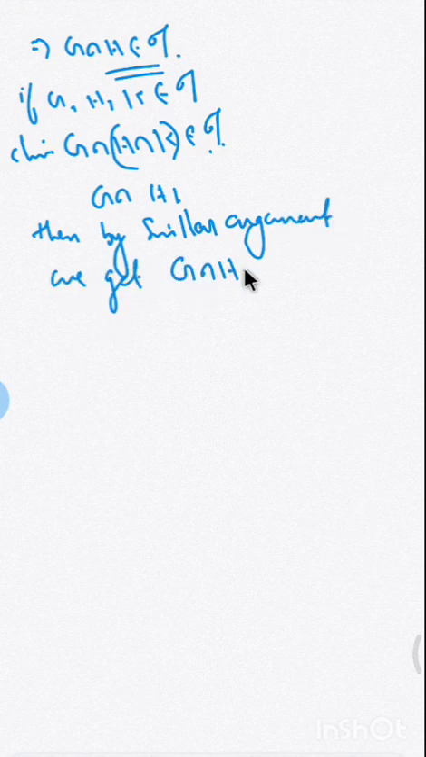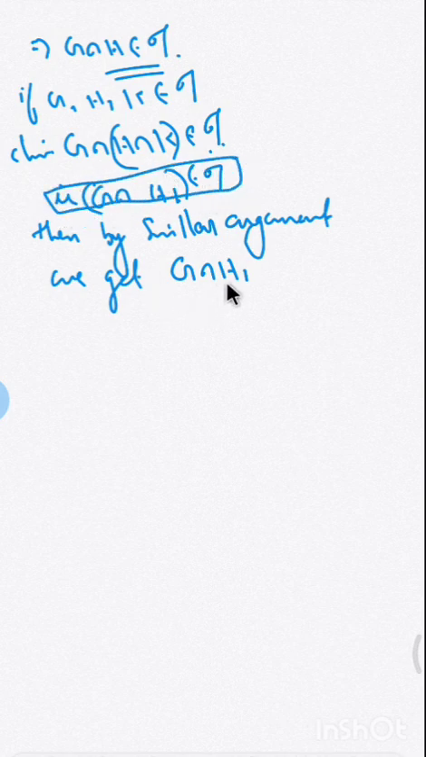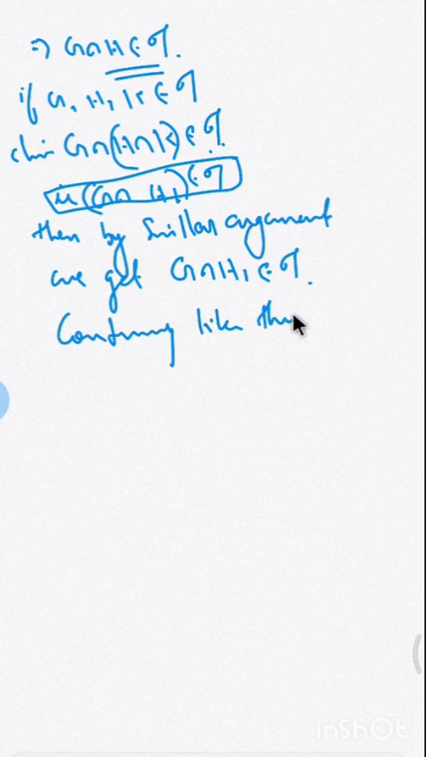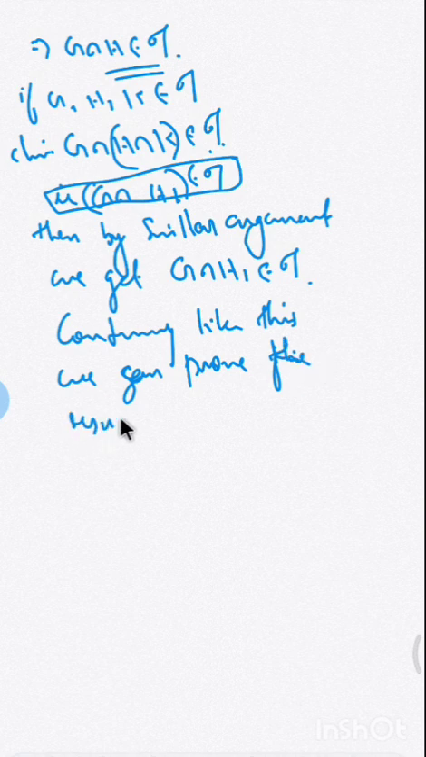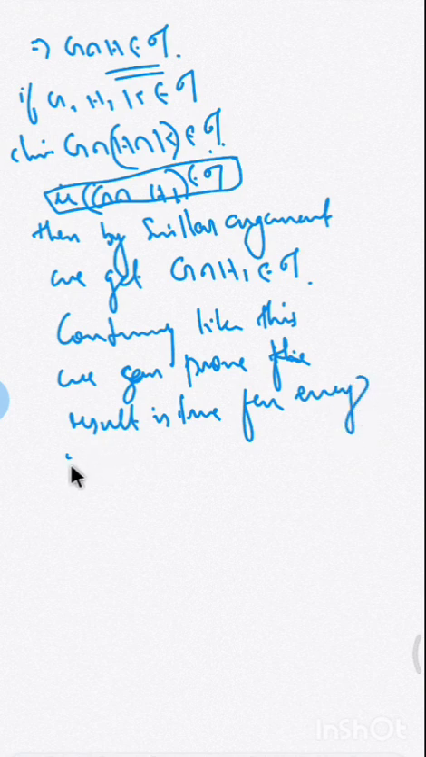Okay, we get G intersection H1 belongs to tau. Continuing like this, we can prove the result is true for every finite intersection.